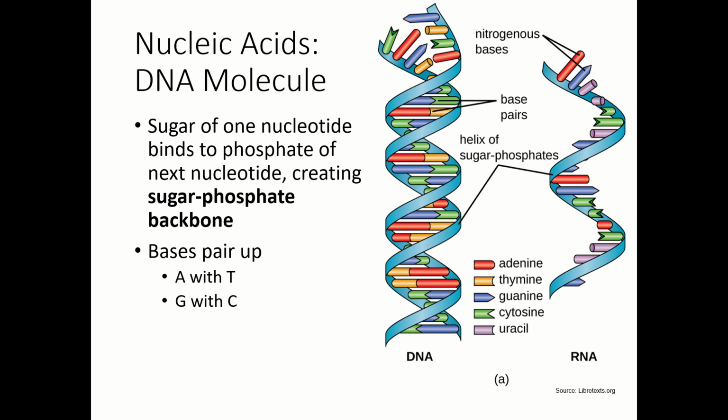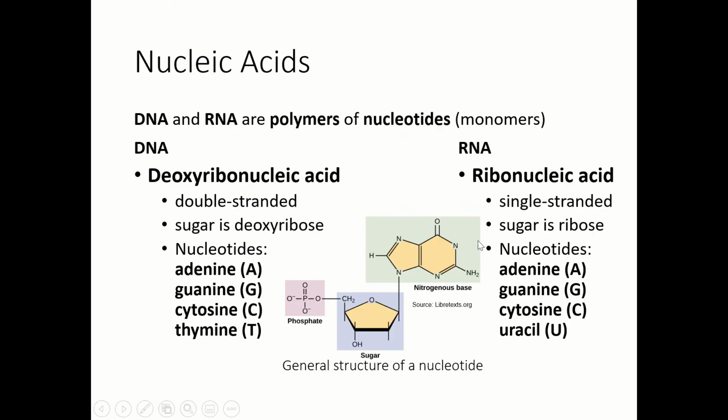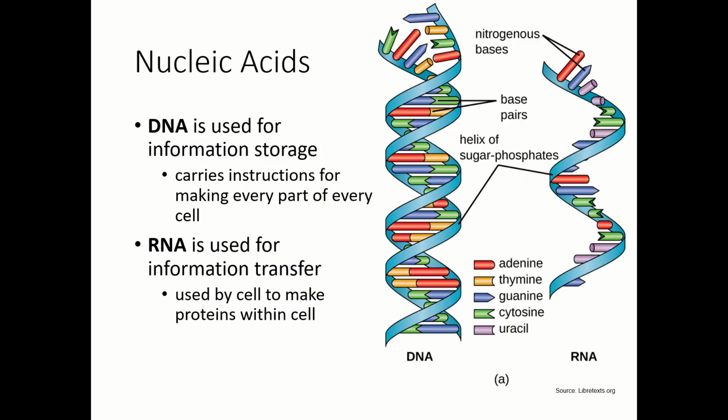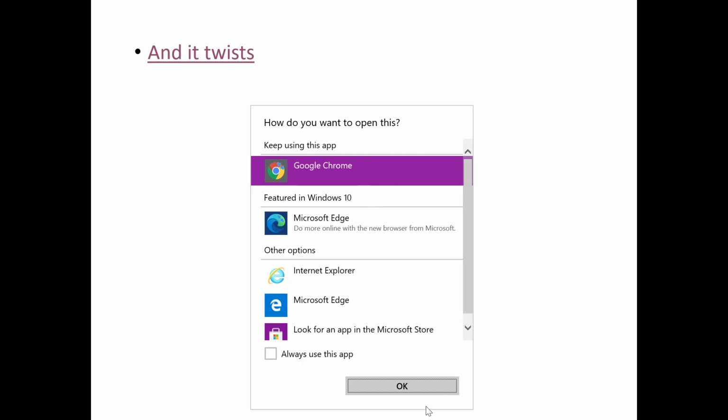Okay, so what you need to know is DNA and RNA have different sugars. They are nucleic acids. They are polymers of nucleotides, and each of the nucleotides has a sugar, a phosphate, which makes the sugar phosphate backbone, and then a base, which pairs up to create base pairs in the DNA molecules. Okay?